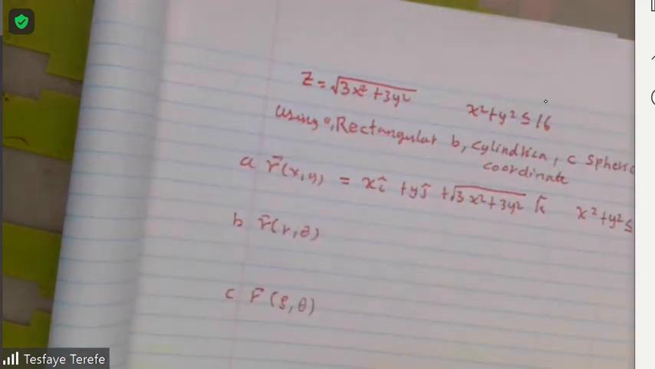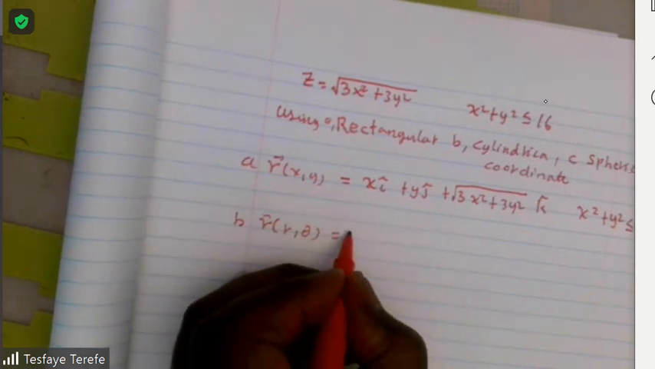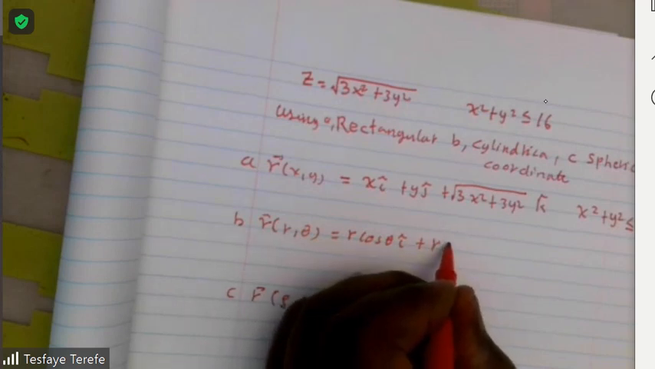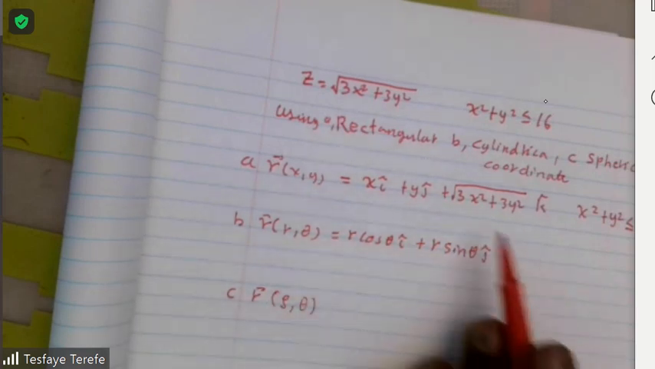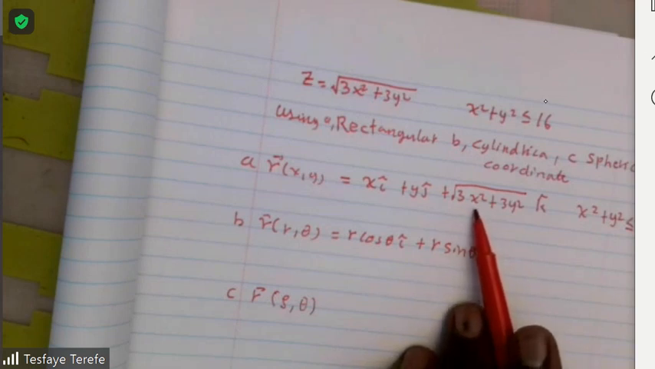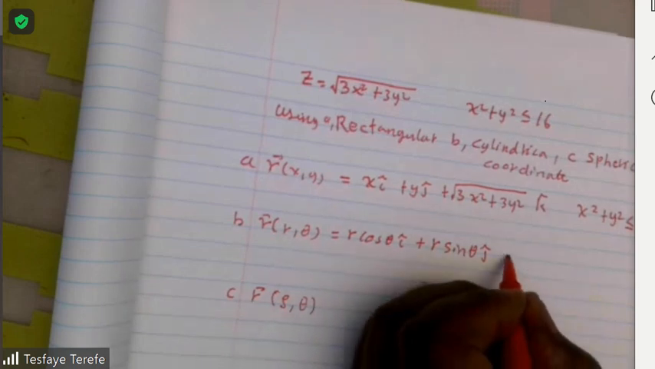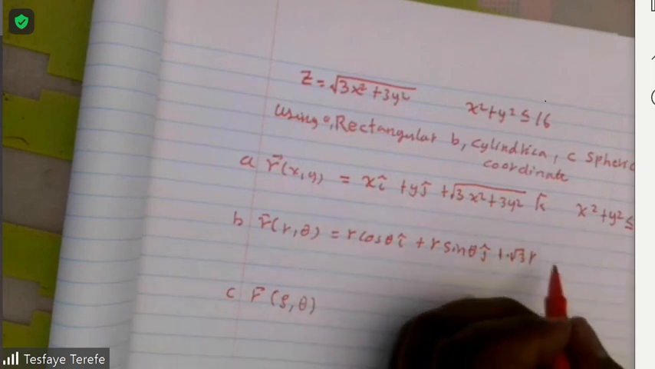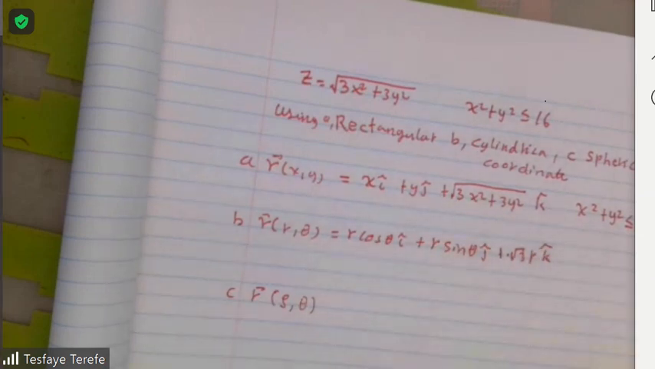But now when we are working with B, the first thing we have to do is x is r times cosine of theta, and y is r times sine of theta. I skip all these steps, you know it. Then we have to work with z. When you put in 3 times r cosine squared theta and r sine squared theta, I can't take the 3 out from the radical, and that part will be 1. Therefore, this is going to be the square root of 3r, so z is the square root of 3 times r k.